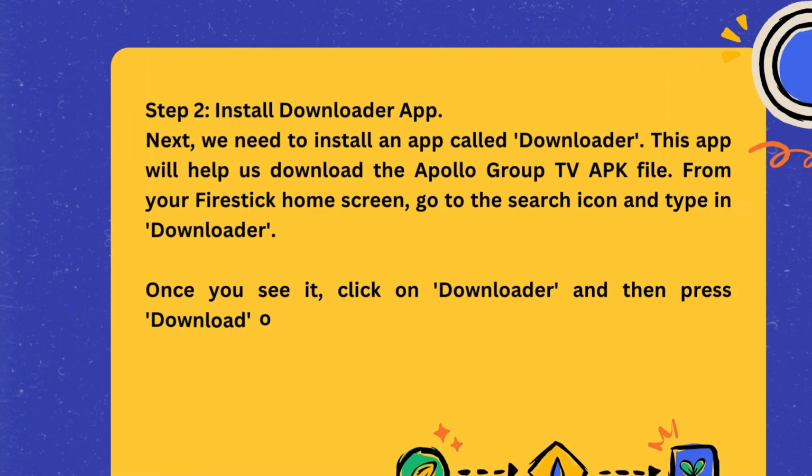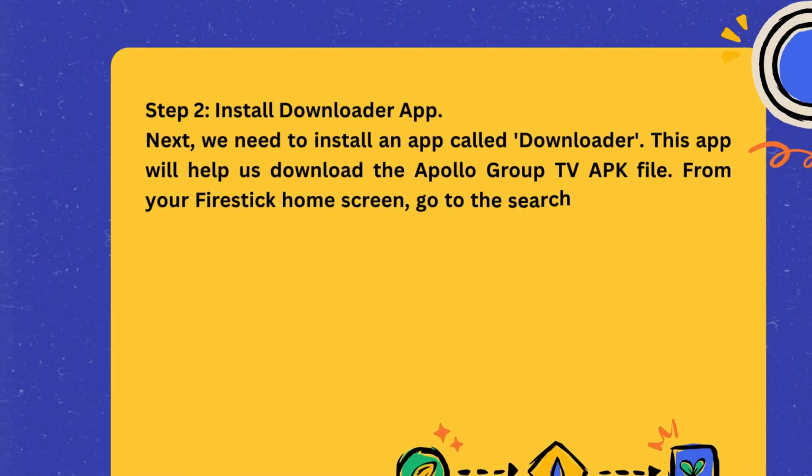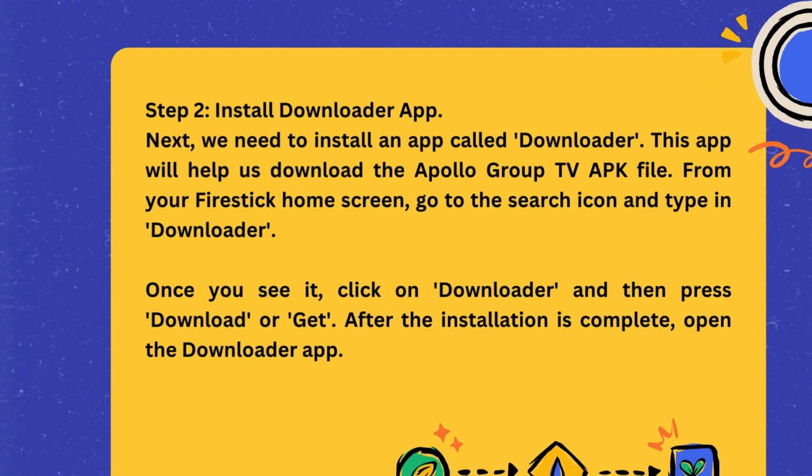Step 2. Install Downloader app. Next, we need to install an app called Downloader. This app will help us download the Apollo Group TV APK file.